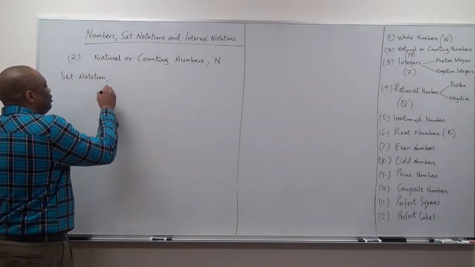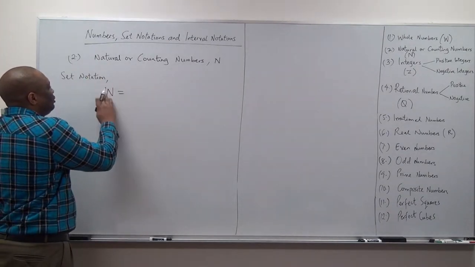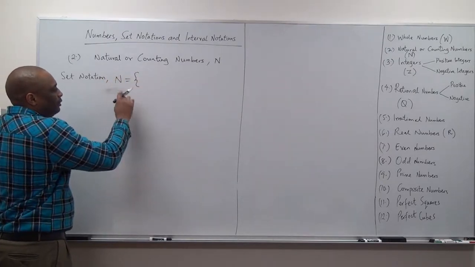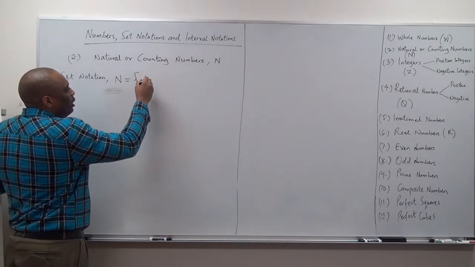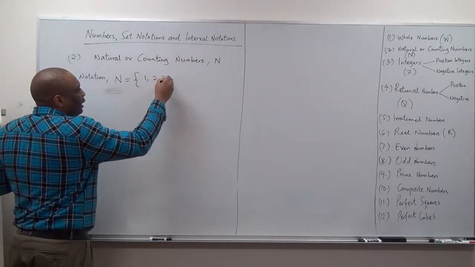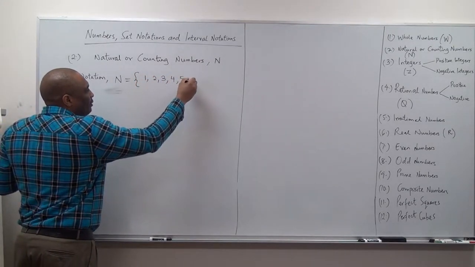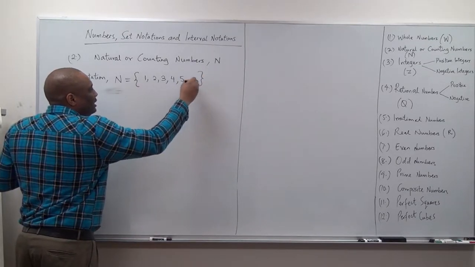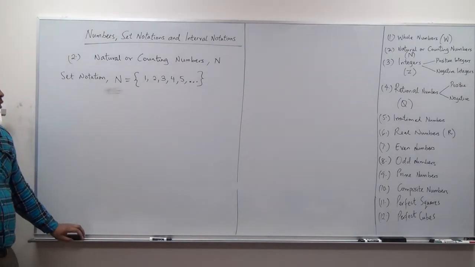So we say that in set notation, the natural numbers are a set of 1, 2, 3, 4, 5, and we put the ellipses as usual, because it goes on and on and on. You can count them.